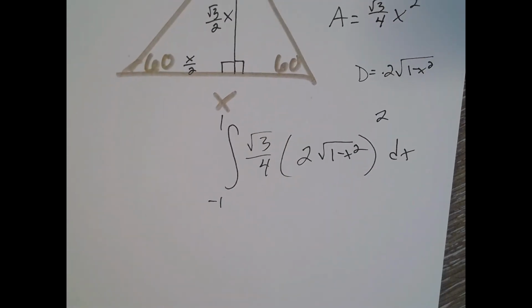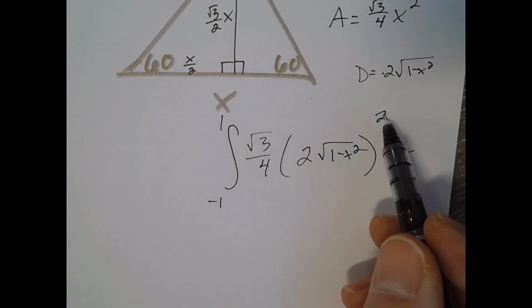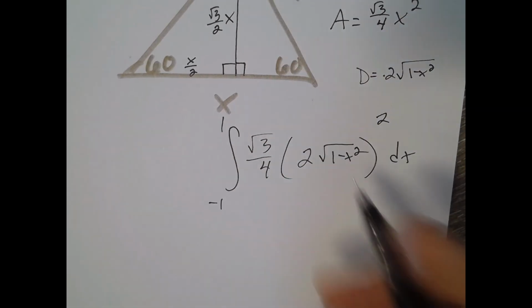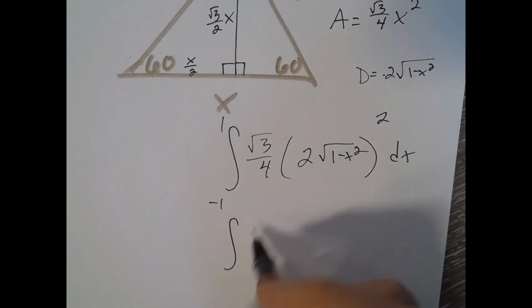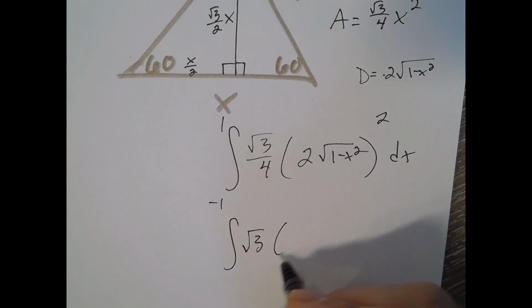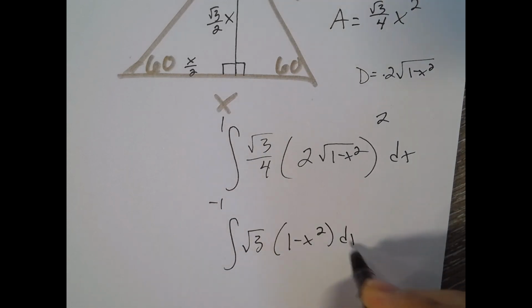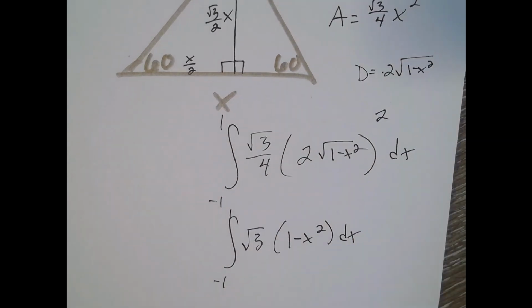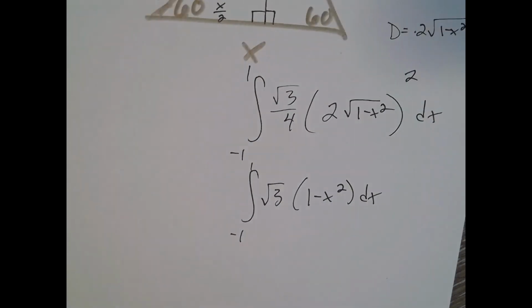And then just cleaning that up, 2 squared is 4, divided by 4 is just 1. So I have square root of 3 and then 1 minus x squared, from negative 1 to 1. That should get you the volume of Part D, and that's 10 minutes. That's enough to spend on number 1.